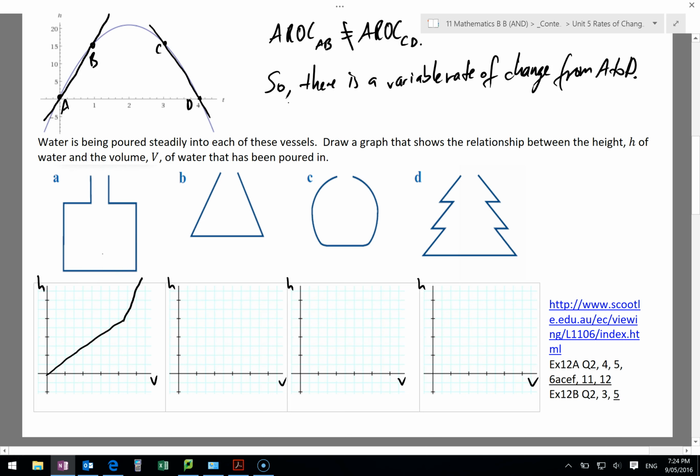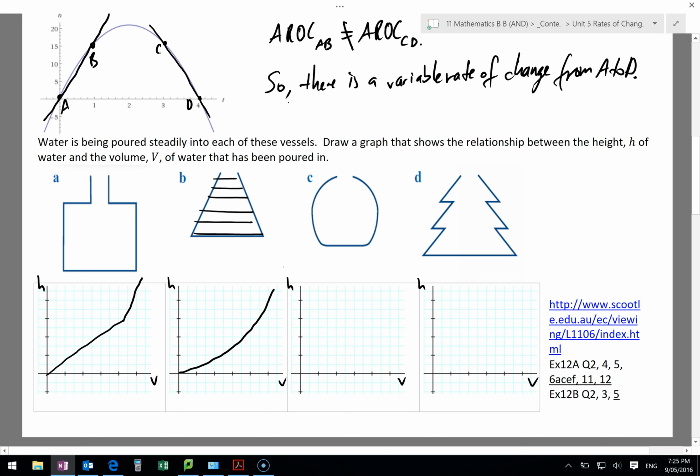Looking at the next one, we're going to have a similar sort of scenario. It's wide at the bottom and then gradually gets narrower as we go up the vessel. So it's going to start out pretty slow and then gradually get more and more steep. So instead of just drawing these little lines piecewise, the way it'll actually look is something like this. A smooth curve where we can see these slopes are gradually getting steeper as we go up.